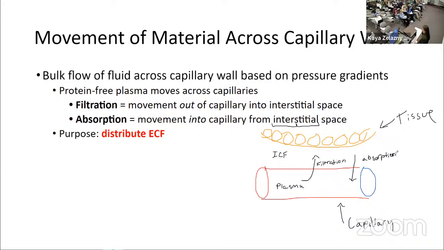Okay. So our overall purpose here is to appropriately distribute our extracellular fluid. Our extracellular fluid has the two parts that we did on like the first day of A&P 1, I think, the different parts of water in your body. So we had the plasma versus the interstitial fluid.